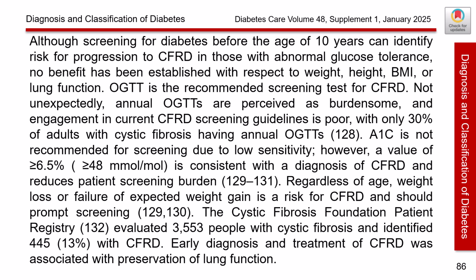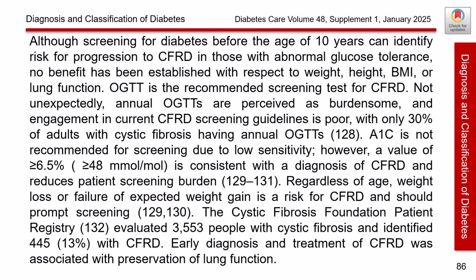Although screening for diabetes before the age of 10 years can identify risk for progression to cystic fibrosis-related diabetes in those with abnormal glucose tolerance, no benefit has been established with respect to weight, height, body mass index, or lung function. Oral glucose tolerance test is the recommended screening test for cystic fibrosis-related diabetes.